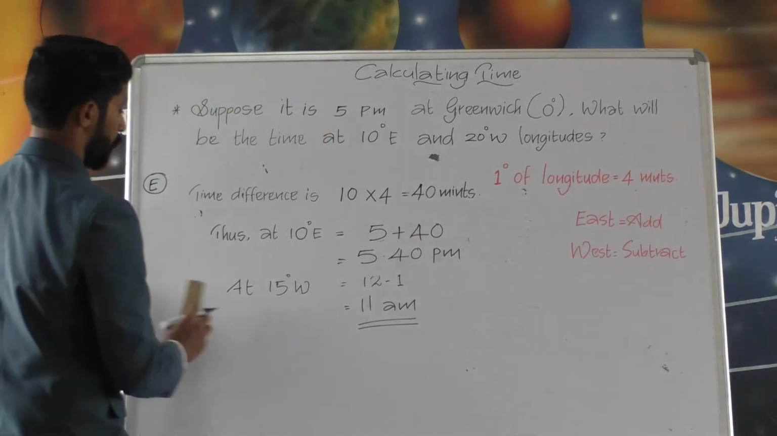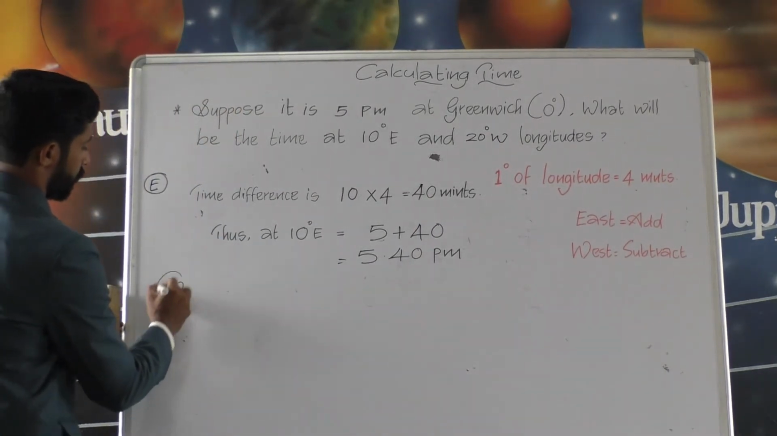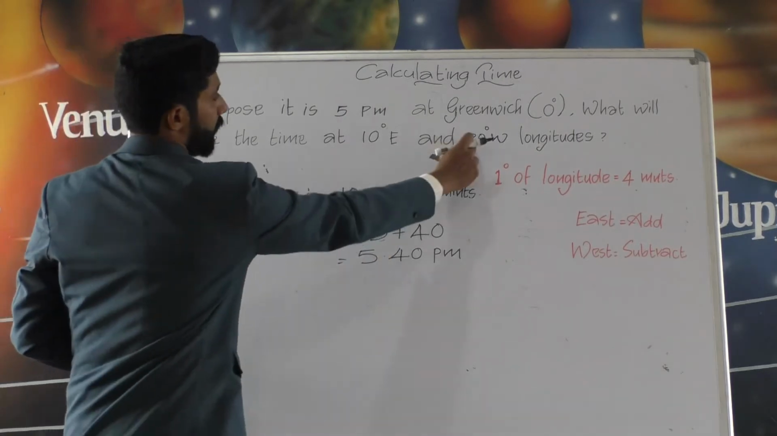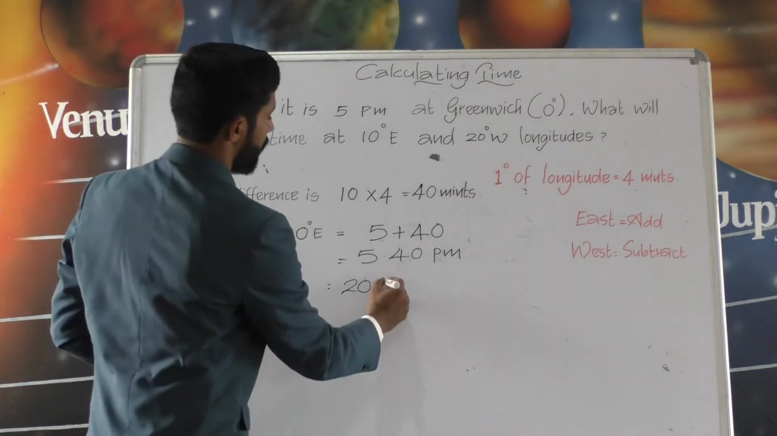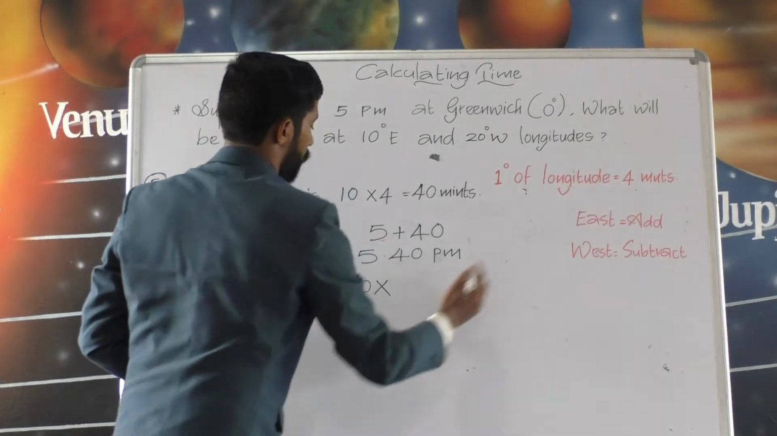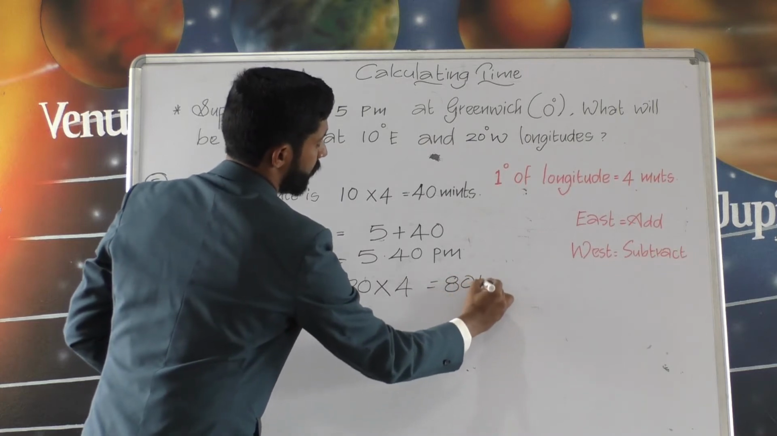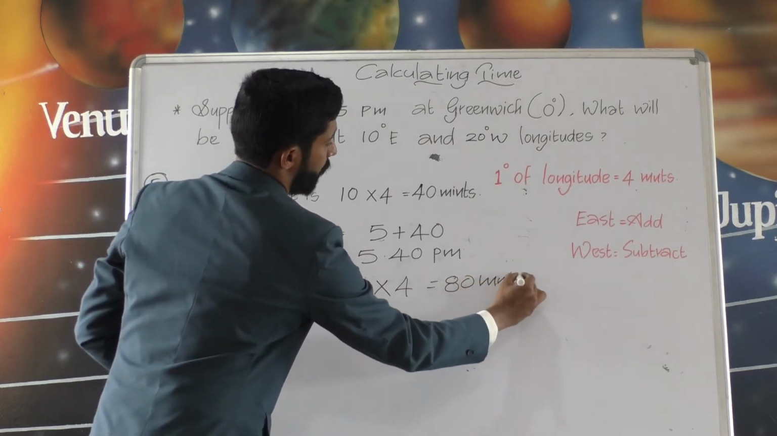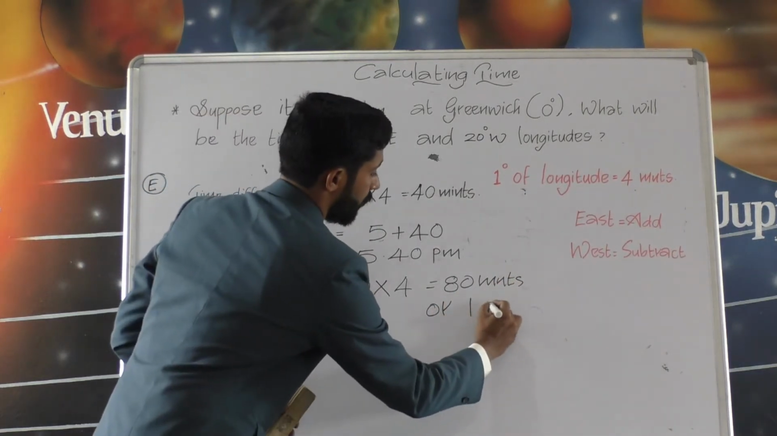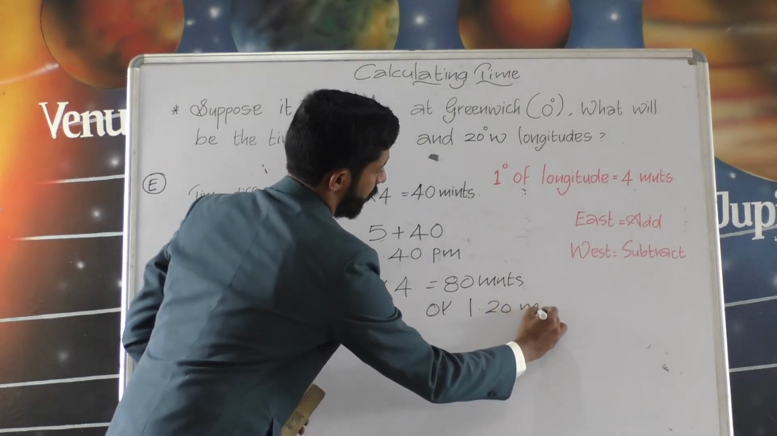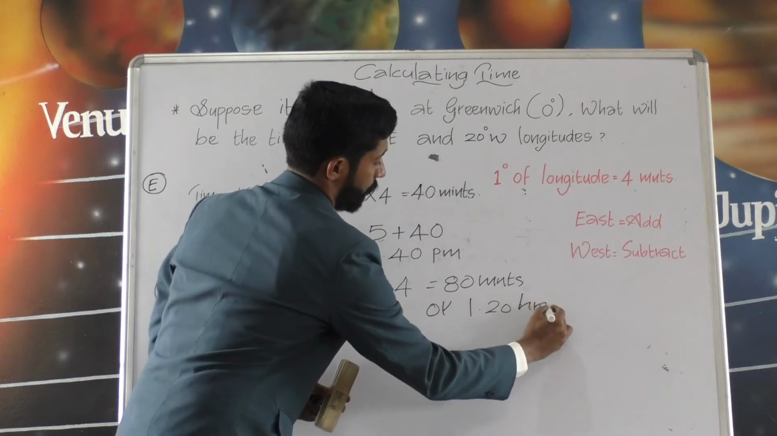Good. So come back to the next, that is west. What happened to the west? What is the degree given? It is given 20. Okay. 20 into our common 1 degree means 4 minutes. 4 into 20 is equal to 80 minutes. Okay. 80 minutes or how many hours? 1 hour 20 minutes. Okay. 1.2 hours we can write.